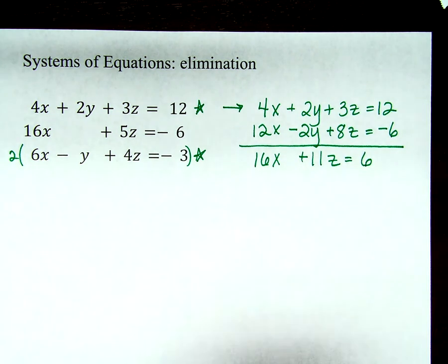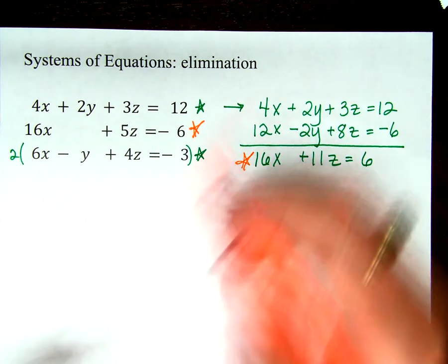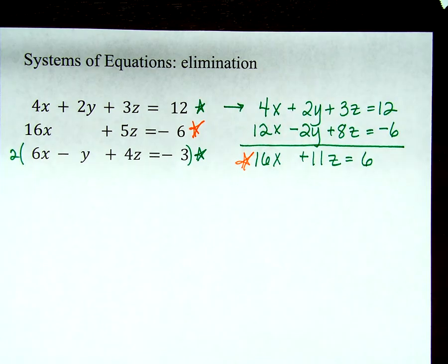Now I have this equation right here and this equation right here. And what do you notice about those 2 equations? The x's are already 16, right? Is that what they need to be? No, right? They need to be opposite. That's exactly right. They need to be opposite.